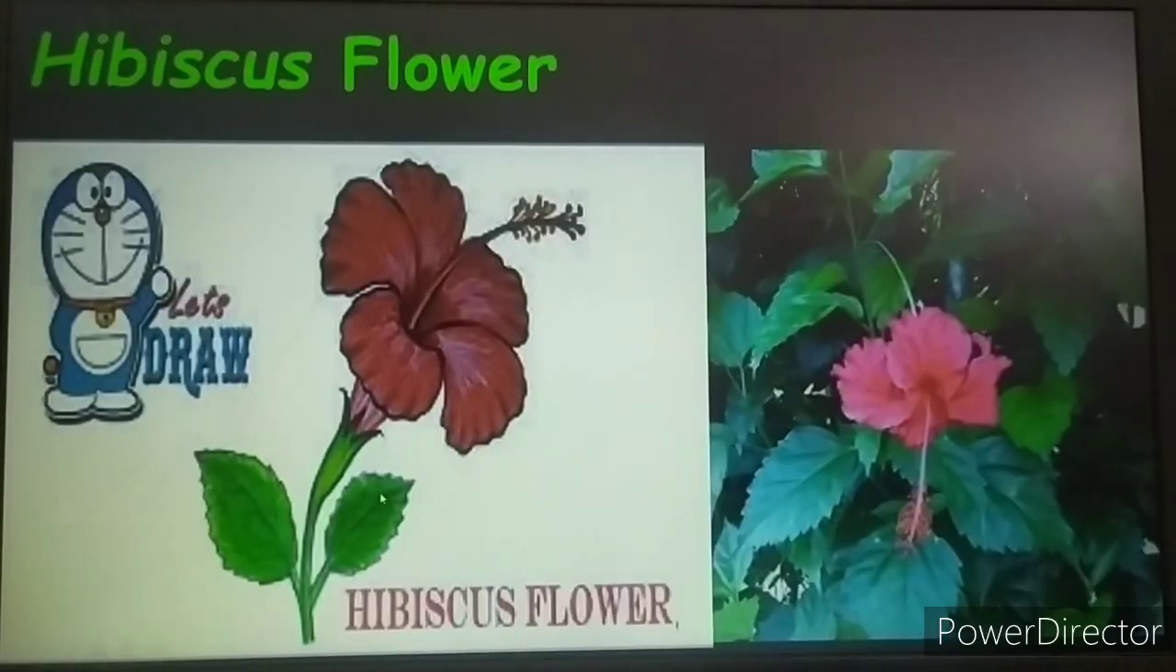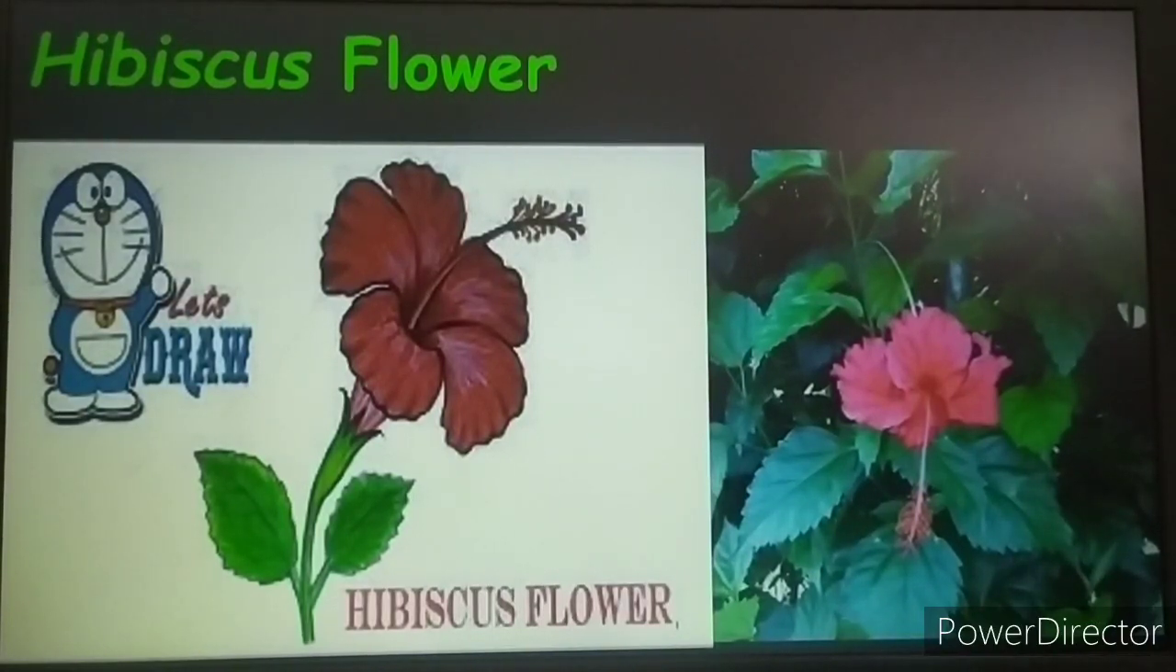The uppermost end of the pedicel is swollen. As you can see here, this is the uppermost portion of the pedicel and you can find it is a bit swollen. It is thick. It is known as thalamus, and all the other floral parts, that is the corolla, the stamens and the pistil, are attached to this thalamus. That is, all the floral parts are attached to the thalamus.